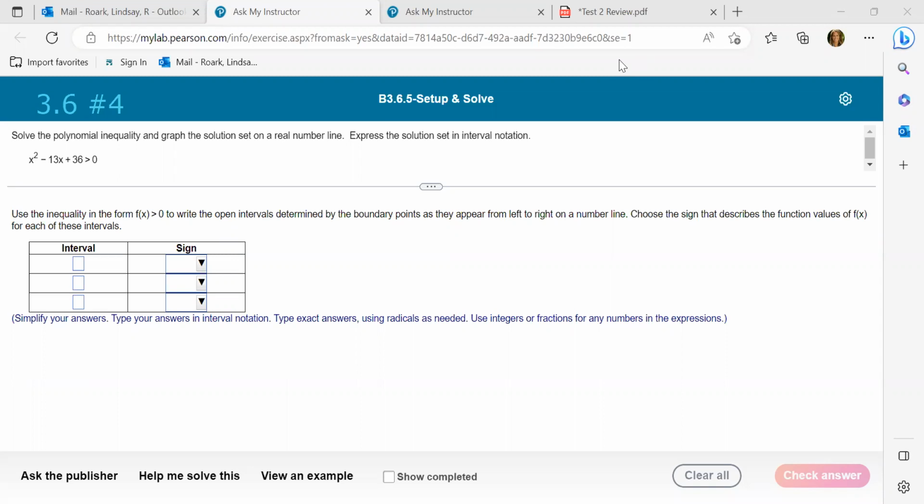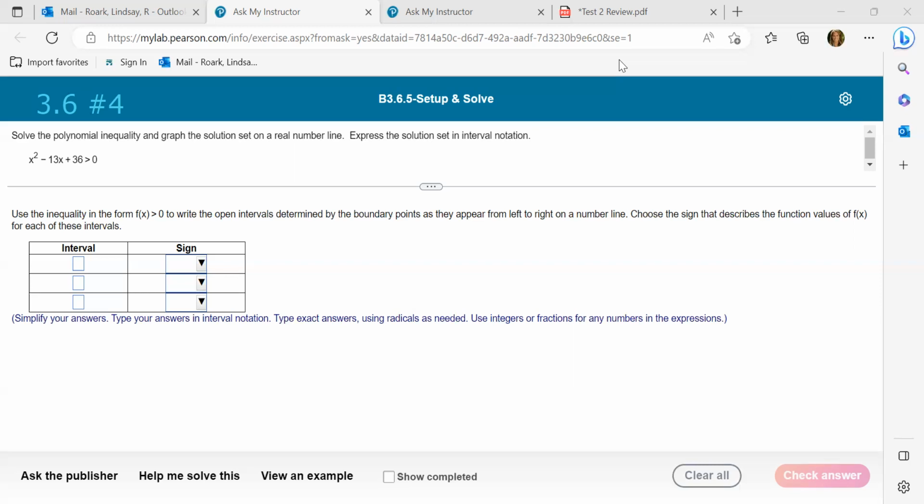So this problem was 3.6 number 4, and if you see the label, it says B365 set up and solve. Whenever they're set up and solve, a lot of times they're some of the more frustrating ones because you don't really know what they're looking for. It's not necessarily just the answer. It's just supposed to walk you along the process through the way. So that leads us to this problem.